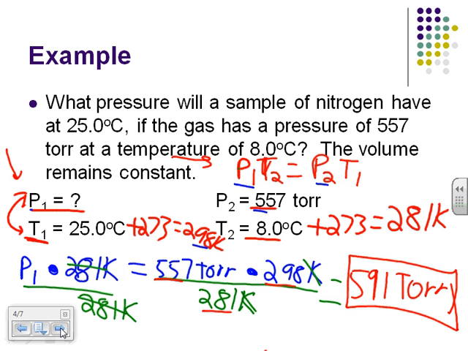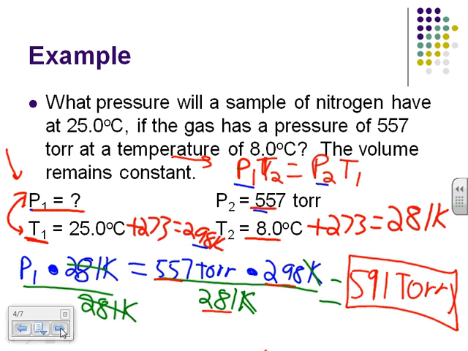Again, the whole key is writing in your knowns and unknowns, writing down your formula every single time. This is our third gas law now. We're going to be doing the combined gas law next, and then the ideal gas law. So we're going to have 5 gas laws.